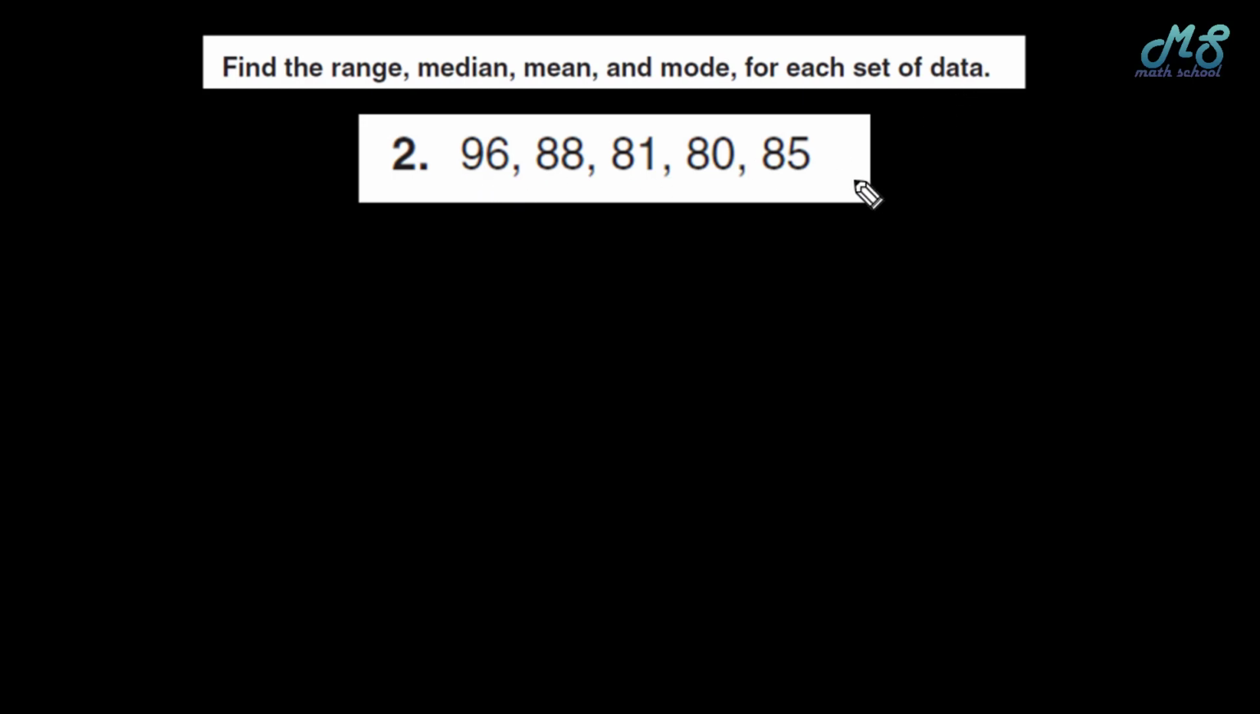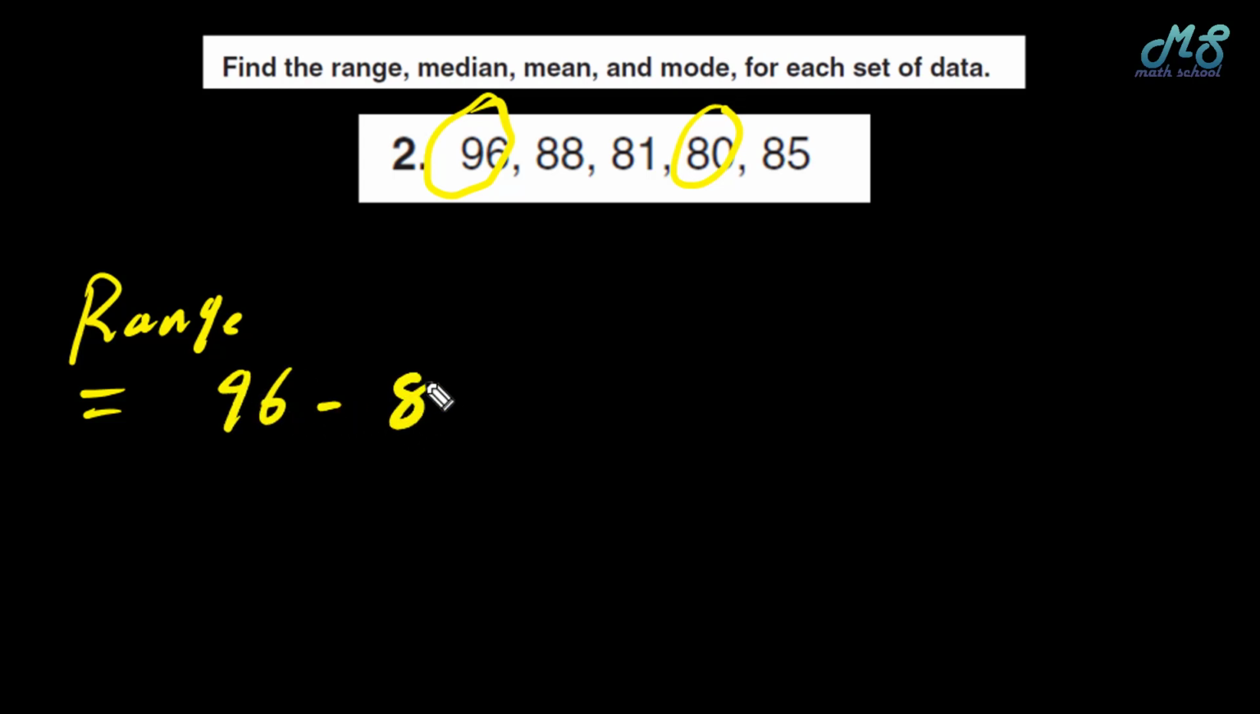Next, find the range, the median, the mean, and the mode for each set of data. We have a set of data. Ask yourself first, guys, how can we find the range? I said before, the range is the difference between the largest value and the smallest value. What's the largest value? The largest value is 96. The smallest value is what, guys? Is 80. Now find the difference between 96 and 80.